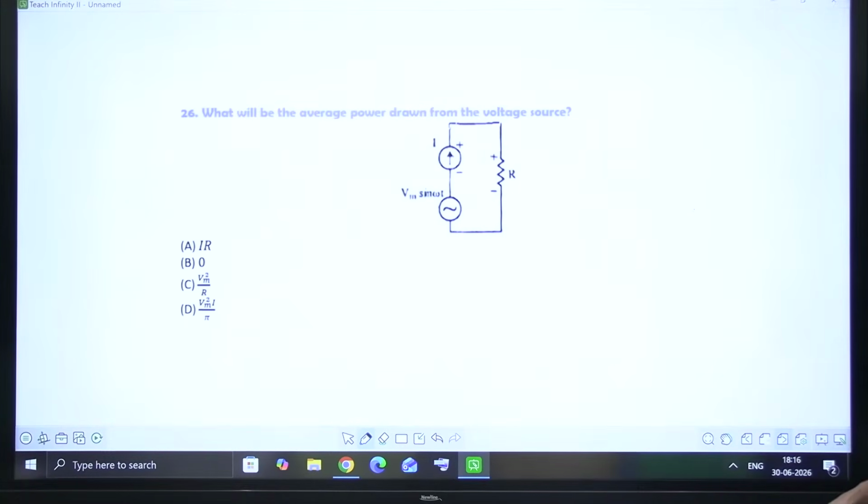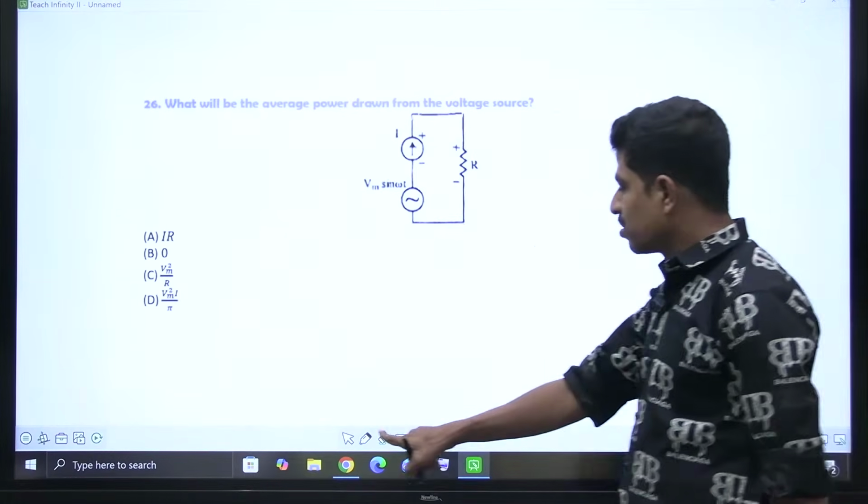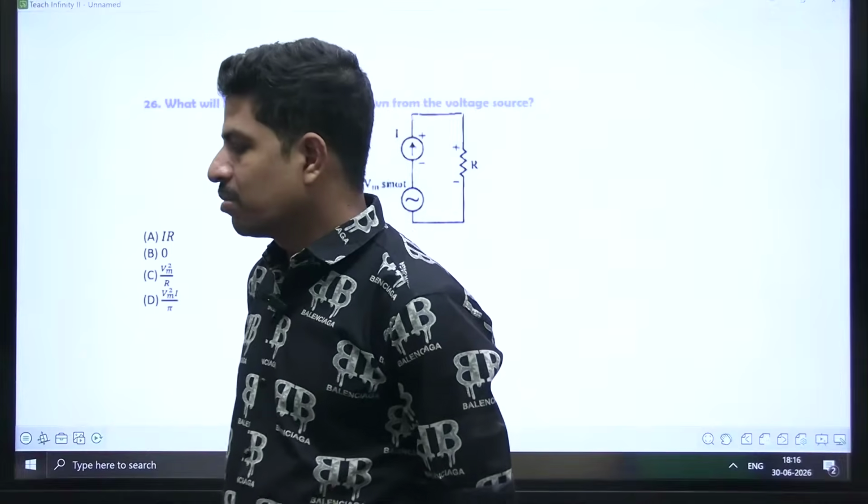Okay, this question: what will be the average power drawn from the voltage source? Very good question, and a simple question. Try it, please, all of you.